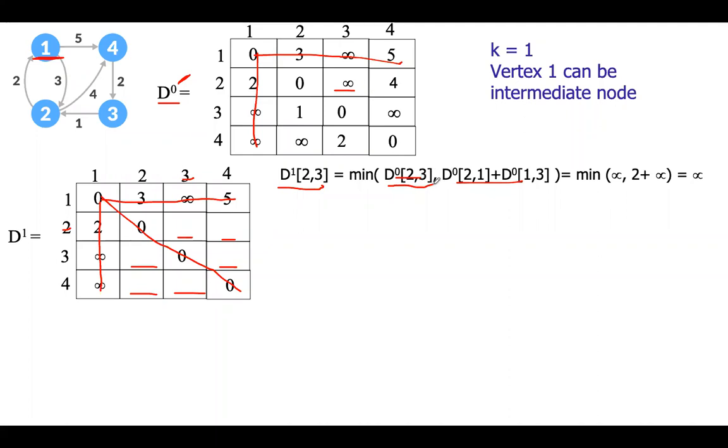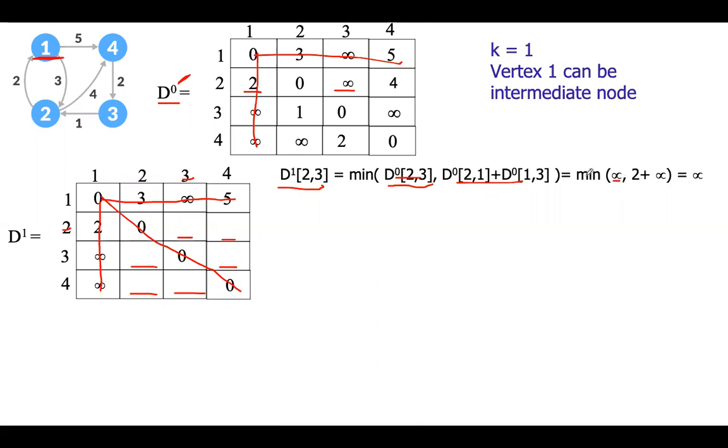So we'll write infinite itself: minimum of infinite, comma, d naught of 2 to 1. 2 to 1, what is the value? 2. I'm trying to find out with the help of vertex 1. I want to go from 2 to 3, so I will go 2 to 1 and 1 to 3. That is d naught of 2 to 1 plus d naught of 1 to 3. With the help of vertex 1, whether I can reach 3 or not, that is what we are checking, and whether it will be a minimum distance or not.